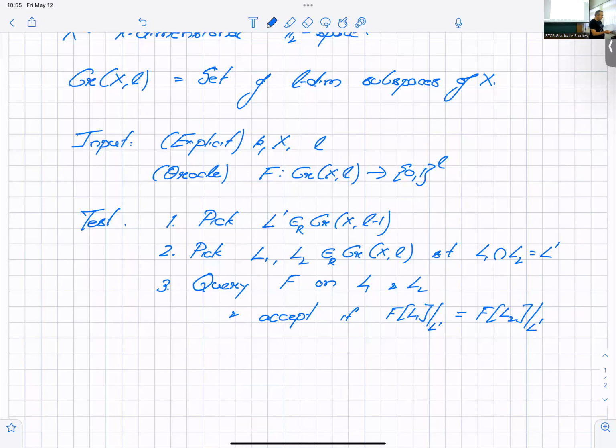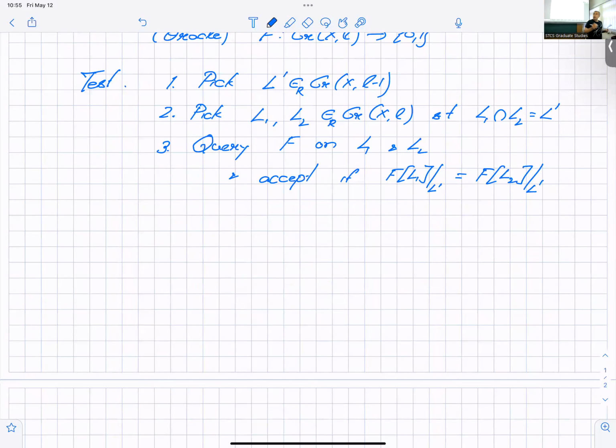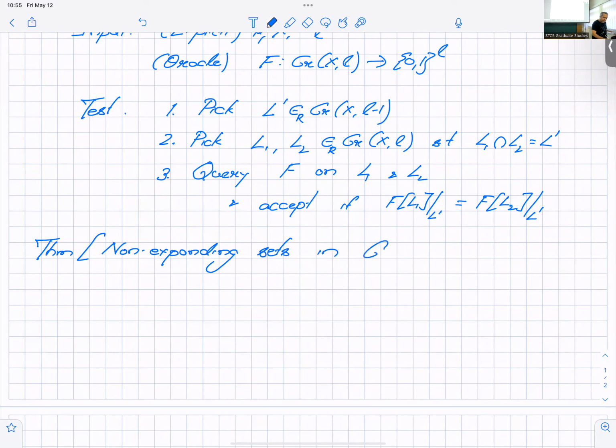We can't get a statement like what we had got previously, but the best you can get is the following, which was conjectured in the DKKMS result, in the sequence of the first 3 papers in this line, and the last paper basically proved this. This is the theorem which we said last time, the theorem about the non-expanding sets in the Grassmann. Basically, this is the theorem which we have.